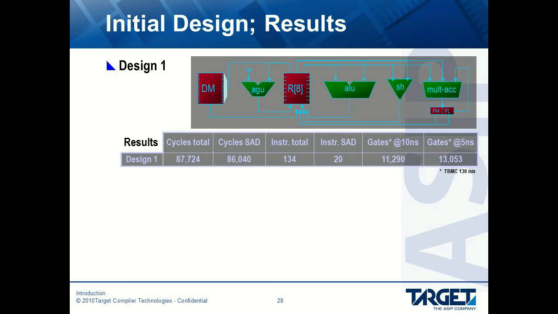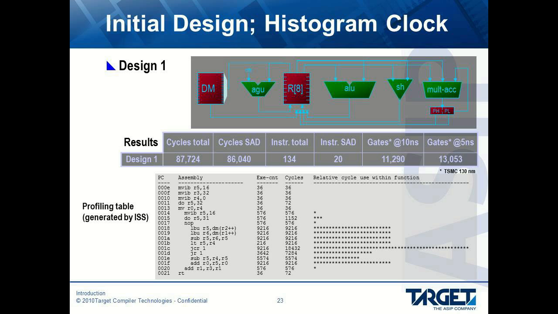Here are the results of running our C code through our specialized processor. You can see the total cycles of 87,724, and all the way to the right, the number of gates, 13,053. Here we see the profile table generated by the instruction set simulator, showing a histogram and which code is taking the most clock cycles. What we do now is analyze the code and see if there's any blocks or functions we can add or combine within the processor to increase speed.